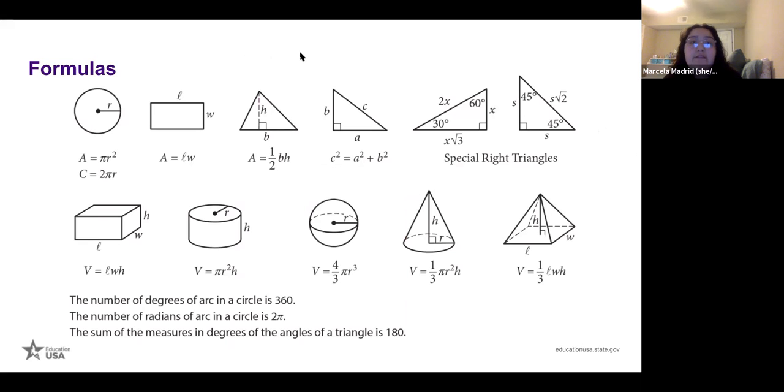And here we have the formulas. In the math section for the SAT, you will always have this exact formula sheet at the beginning of both the math no calculator and math with calculator.